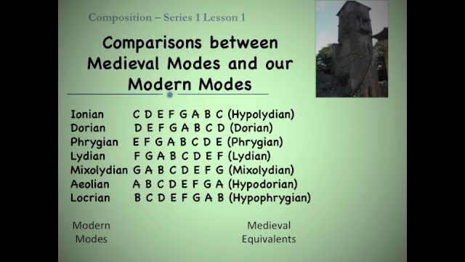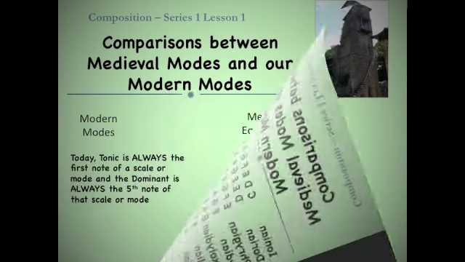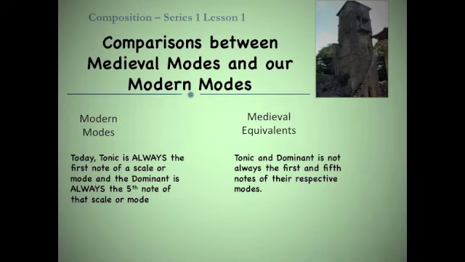Our Aeolian was what they called the Hypodorian. Our Locrian is what they called the Hypophrygian. Now, beyond the few differences in names, there are some pretty serious differences. In modern music, it's a given.